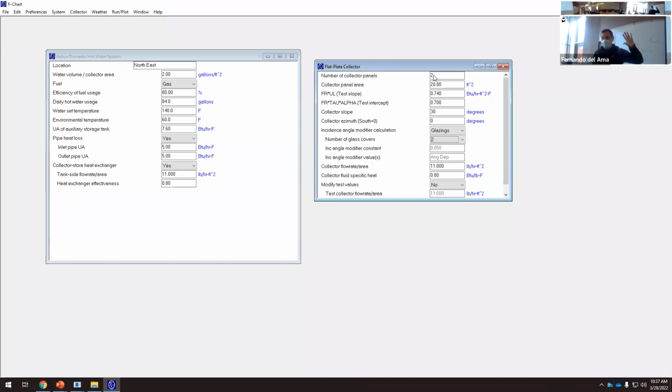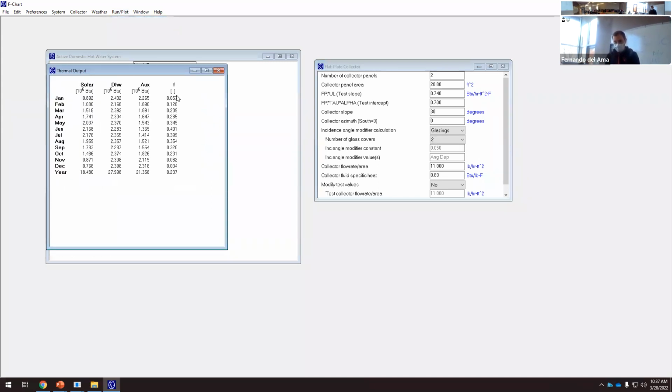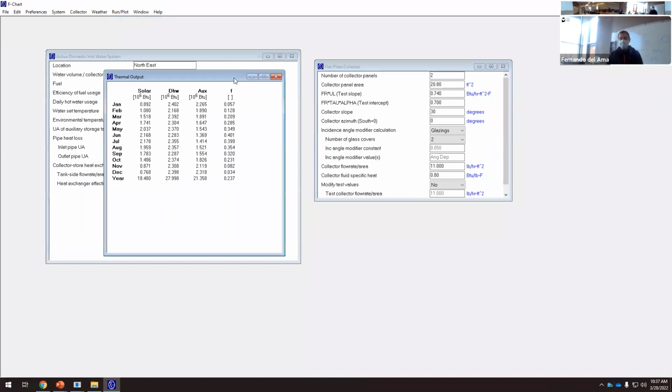I don't know if it's going to be good or bad. So let's try with 2 and run, calculate. Okay. So if we calculate here, we have all the information that we need. The first thing is the F value. The F value ranges from 0.05 up to 0.39. Do you think it's good or it's bad? Would you be happy with this? Yes? Why?